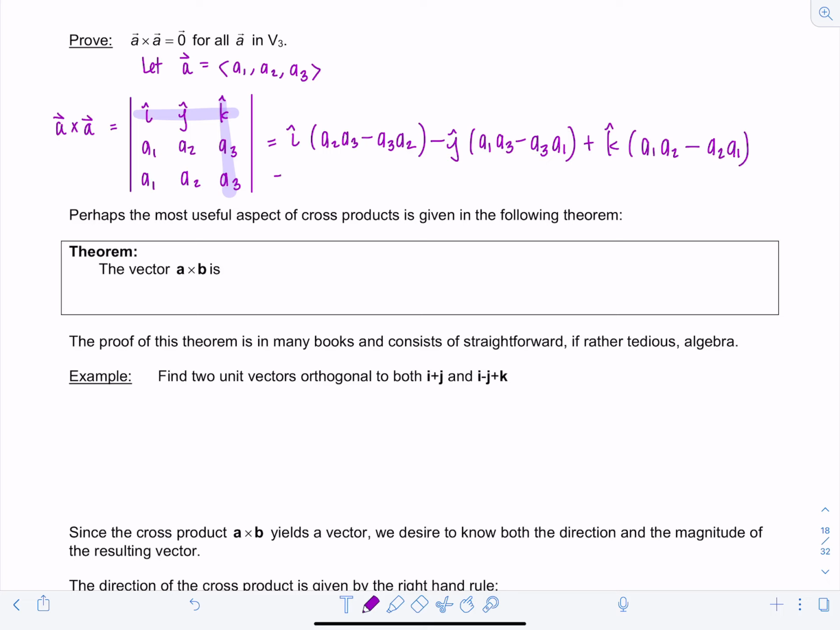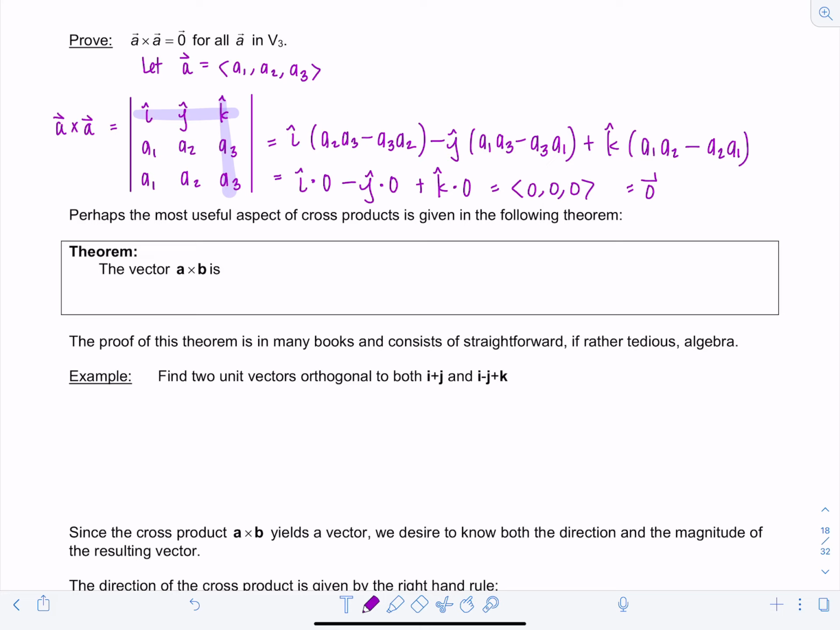Okay, well notice I have i hat times 0 minus j hat times 0 plus k hat times 0. So this is the vector 0, 0, 0, which is the 0 vector. So we completed the proof.